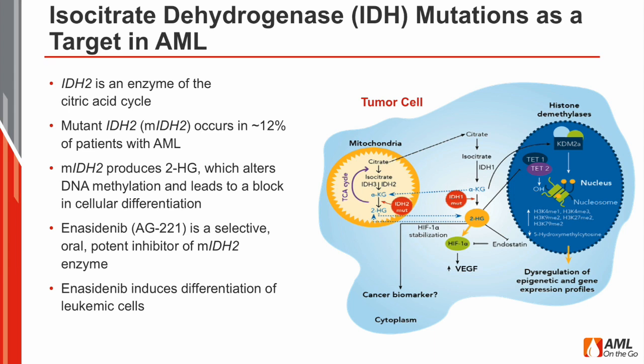The way enasidenib induces differentiation of leukemic cells is by blocking the mutant IDH2 enzyme, leading to lowering of levels of intracellular 2-HG, or beta-hydroxyglutarate, and the lower levels of intracellular 2-HG allow the cell to differentiate and allow those blasts to turn into healthy adult mature neutrophils.